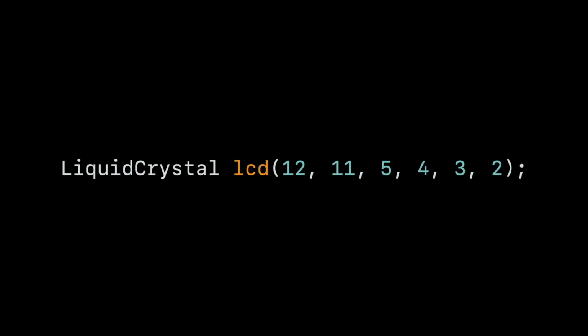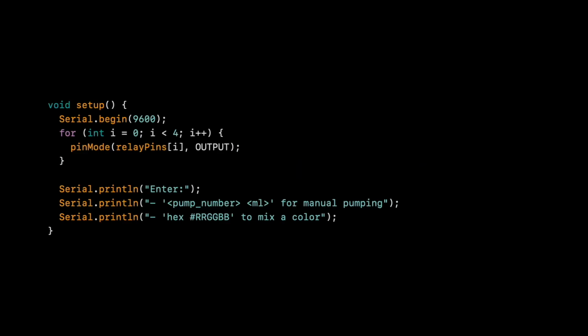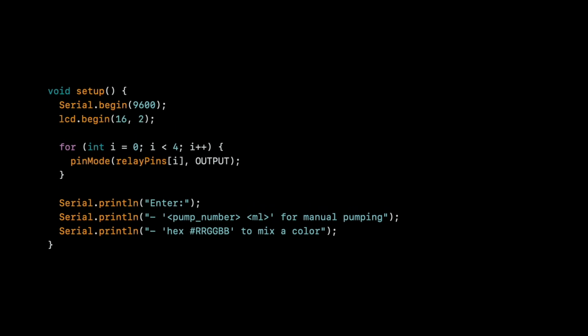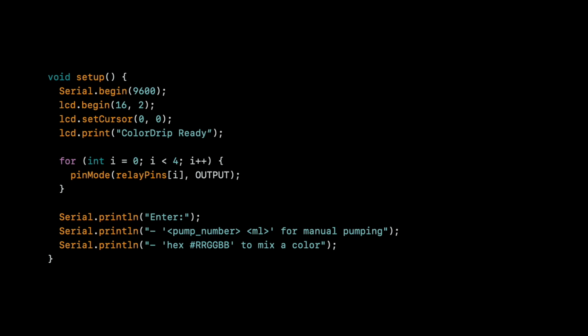Then we initialize the LCD object with the specific pins we've connected to the display: RS, enable, and the 4 data lines, D4 through D7. This matches our physical wiring to software control. Inside setup, we start by initializing the display with lcd.begin(16,2), letting the Arduino know this screen has 16 columns and 2 rows. Then we set the cursor to the top left corner of the display and print a welcome message, "ColorDrip ready."